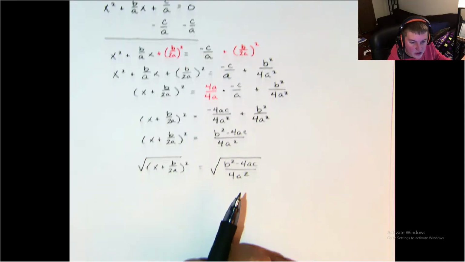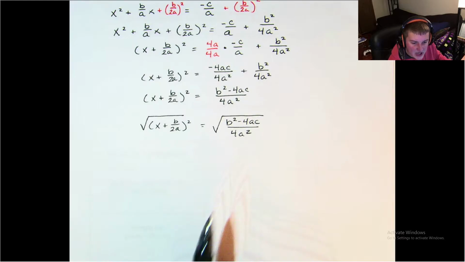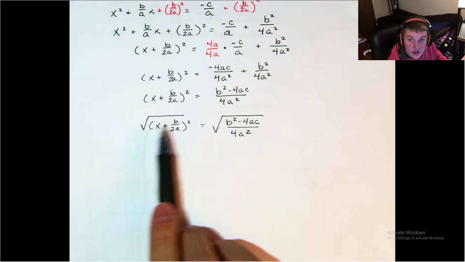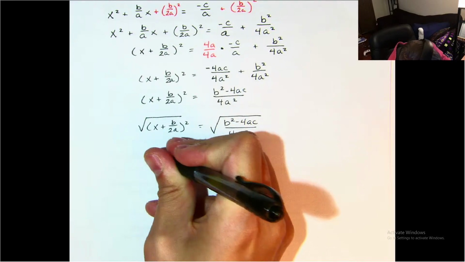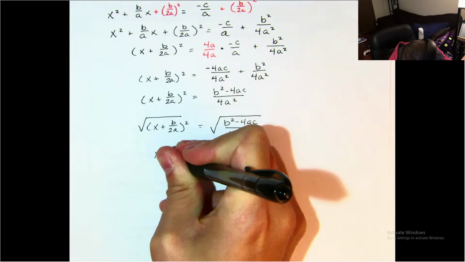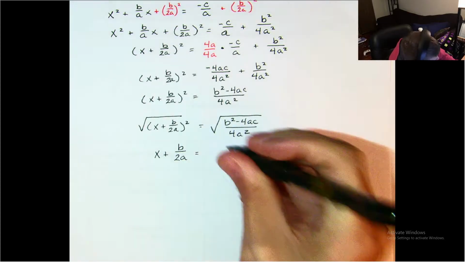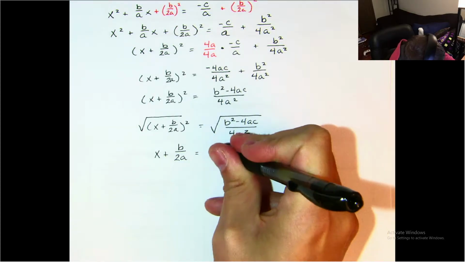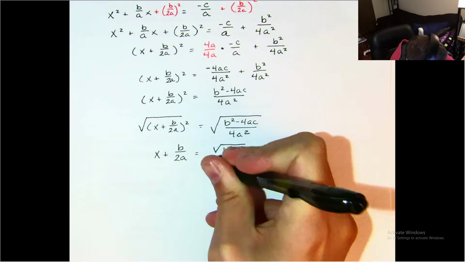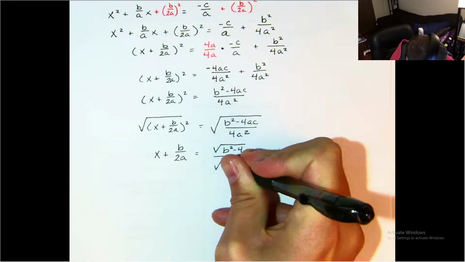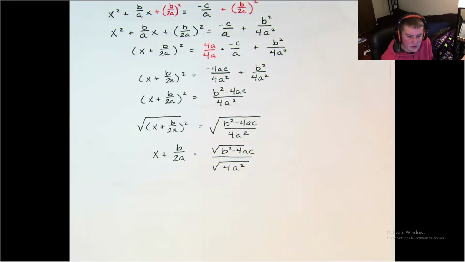Okay, so luckily, when I square root each side, my square root symbol and my square actually undo each other. So this just becomes x plus b over 2a. And that's going to be equal to, well, when I square root a fraction, that's the same as taking the square root of the top over the square root of the bottom. Okay, now we want to see if we can simplify either that top or bottom.